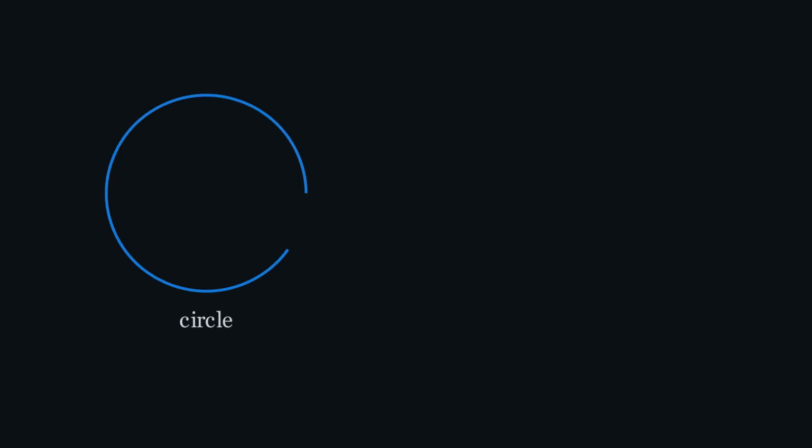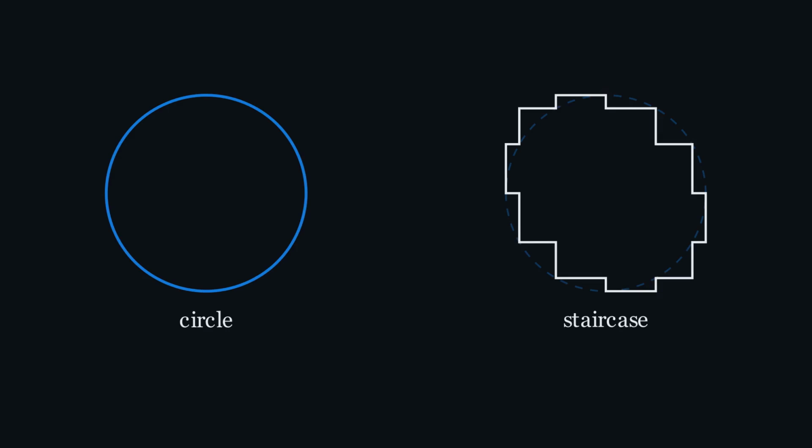Let's make the loophole precise because there's a real and beautiful idea hiding under the trick. When we said the staircase converges to the circle, we meant the points get close.